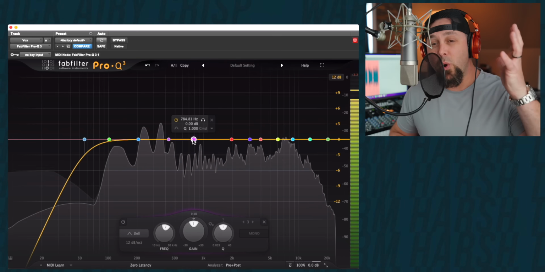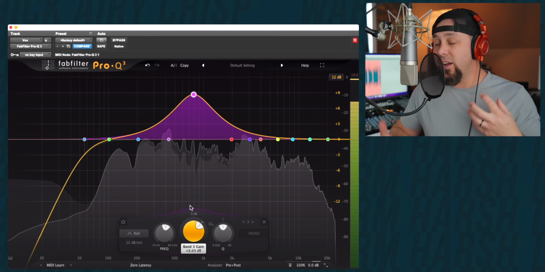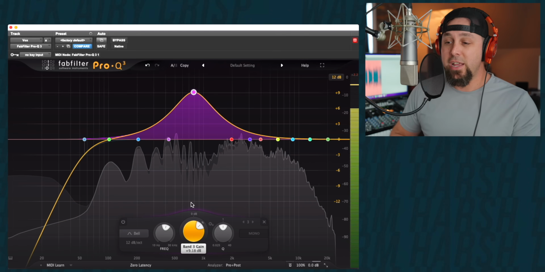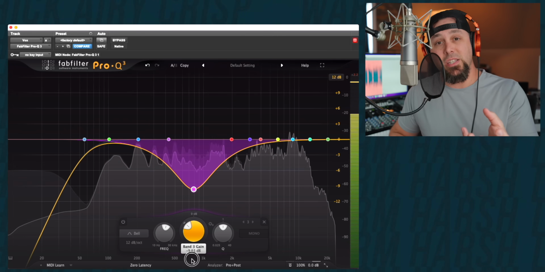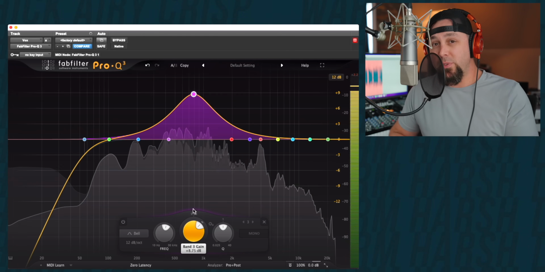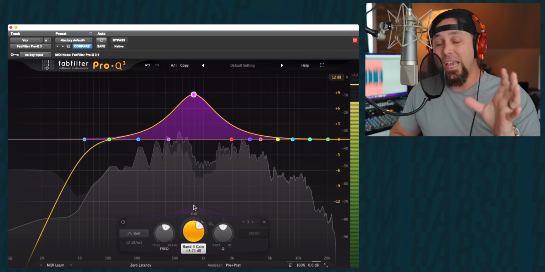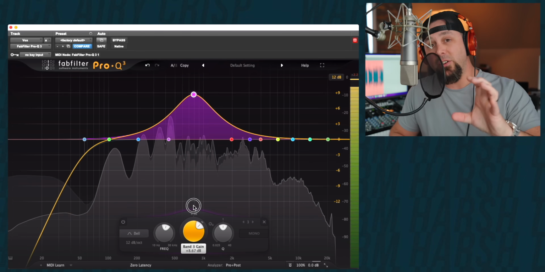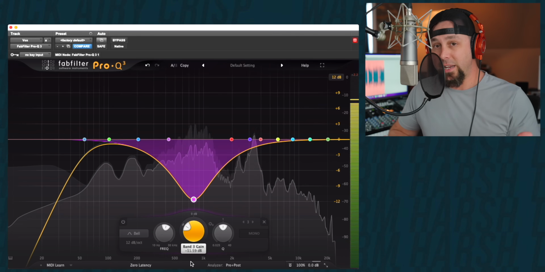600 hertz to 1K. This is just kind of low mid-range to me. There's not really any characteristic in this frequency range. However, sometimes this plays a little bit into warmth as well. If you boost this frequency range, it can get a little boxy and a little honky sounding, but you don't want to cut too much of this out because this is where a lot of the body of the vocal lives.